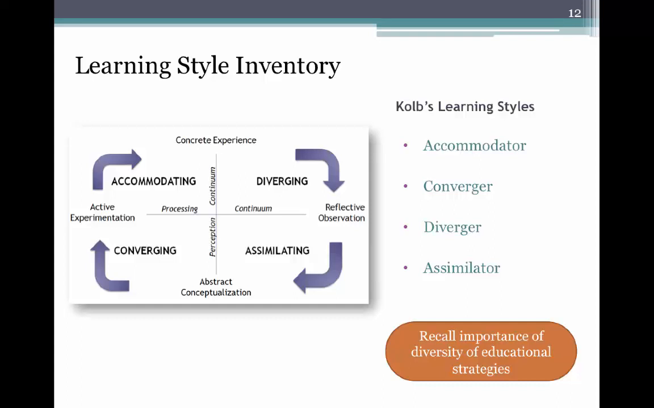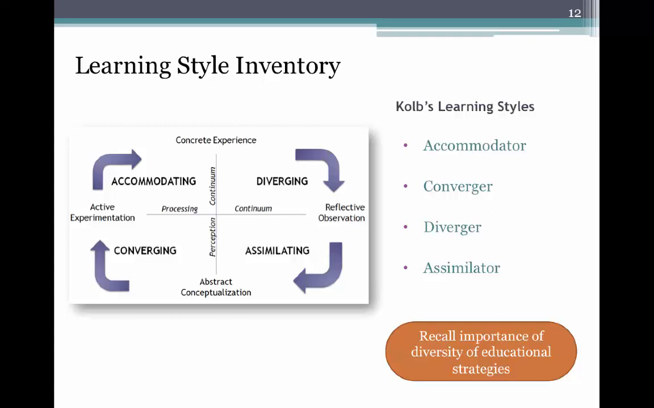The accommodator learns by doing and excels in problem solving. The strengths in Kolb's learning cycles are with the concrete experience and active experimentation. The converger highlights theory and abstract concepts, but also learns by doing. The strengths in Kolb's learning cycles are with abstract conceptualization and active experimentation.